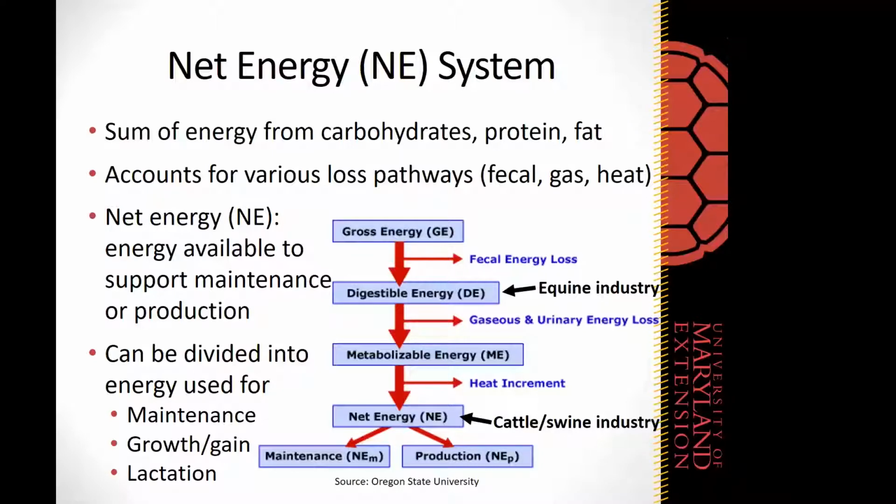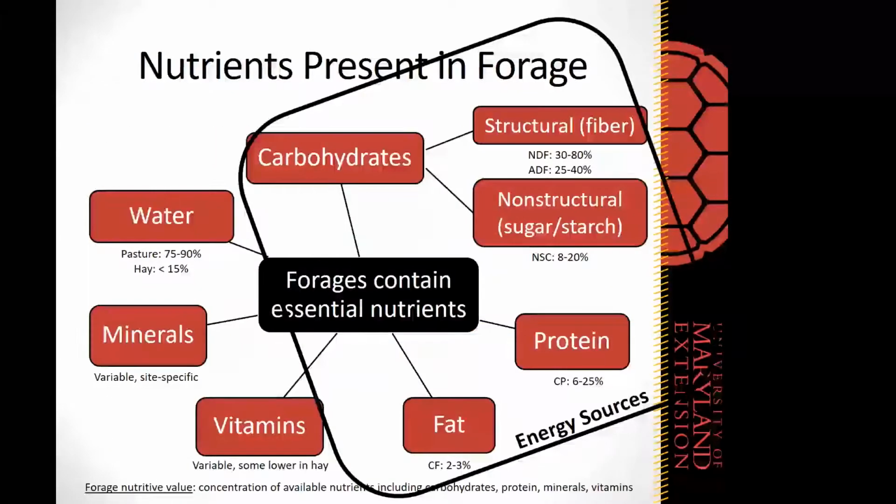So you may see some of these various energy terms on that forage analysis, but recognize that all of these, GE, DE, ME, NE, are all part of this net energy system, and they're just trying to account for those different loss pathways. So that's kind of our two major systems that we use to measure energy.